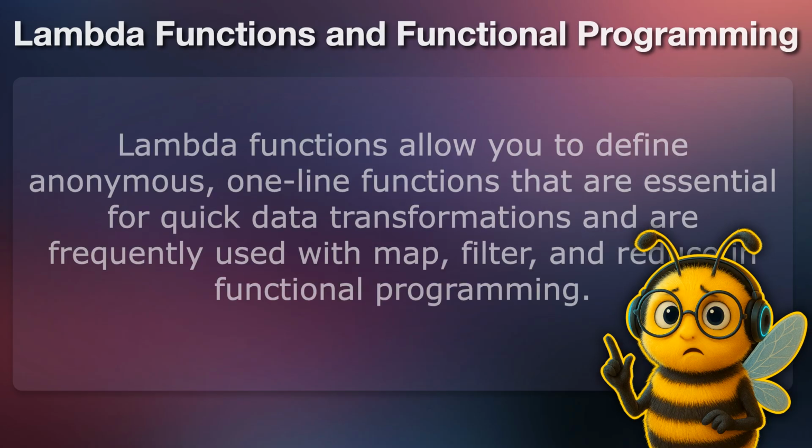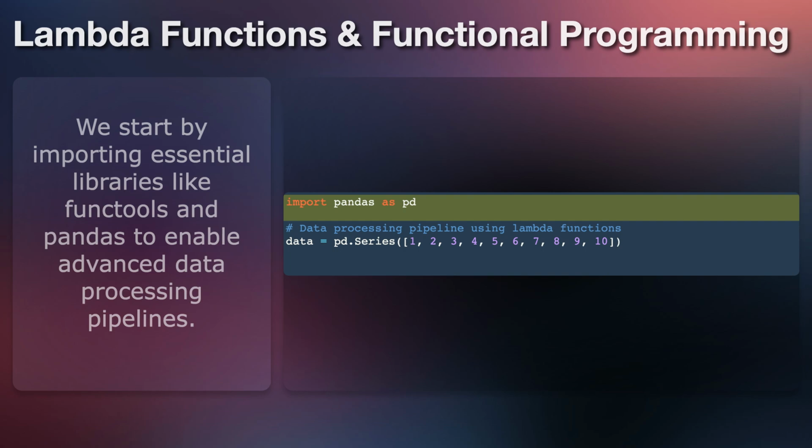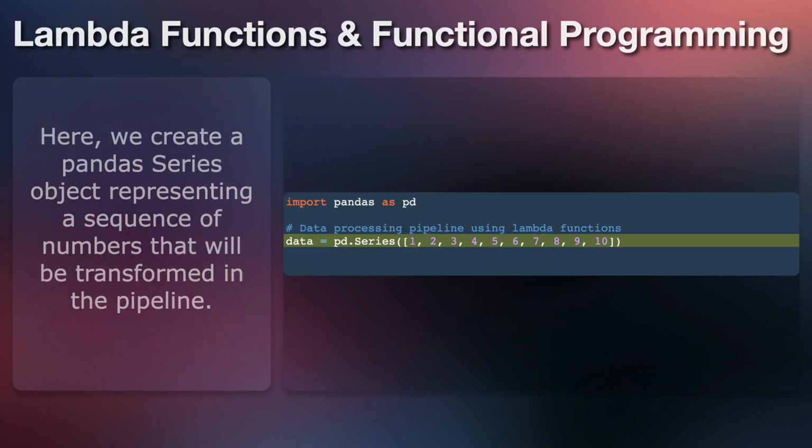Lambda functions allow you to define anonymous one-line functions that are essential for quick data transformations and are frequently used with map, filter, and reduce in functional programming. We start by importing essential libraries like functools and pandas to enable advanced data processing pipelines. Here, we create a Pandas series object representing a sequence of numbers that will be transformed in the pipeline.